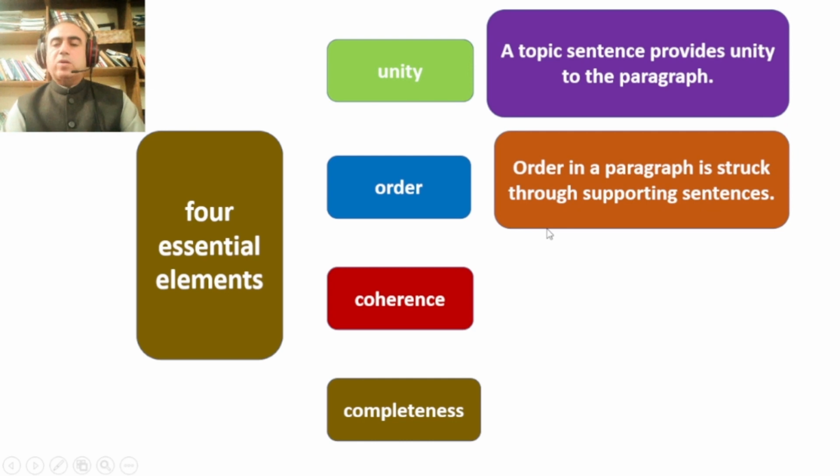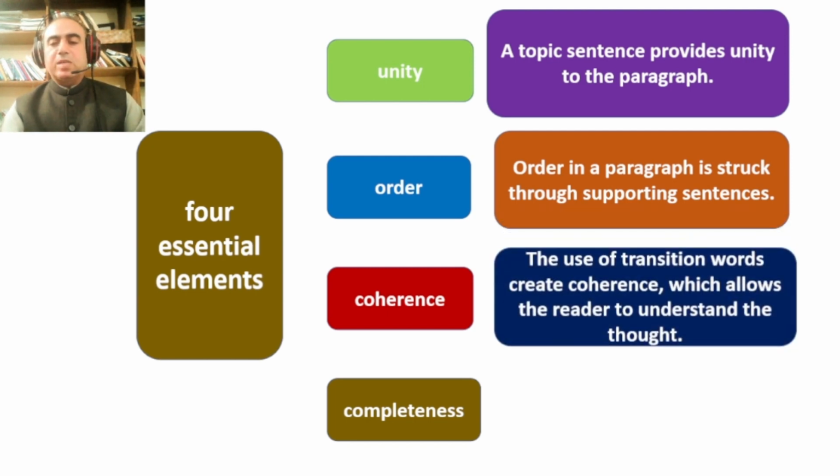And then order in a paragraph means things should be in a certain sequence. There is a logical sequence of everything that we speak, so that sequencing of information in a paragraph is called the order of the paragraph. Then we speak of coherence.